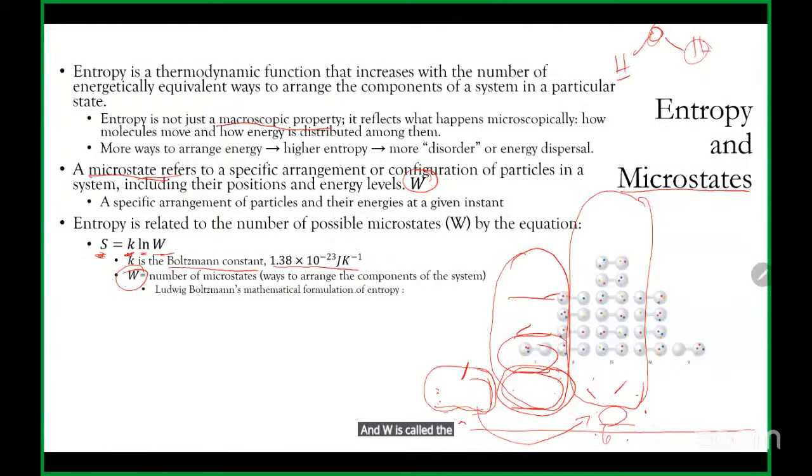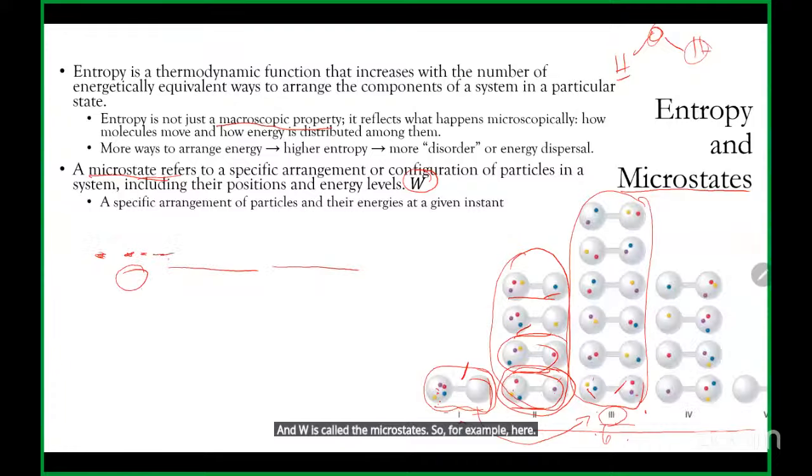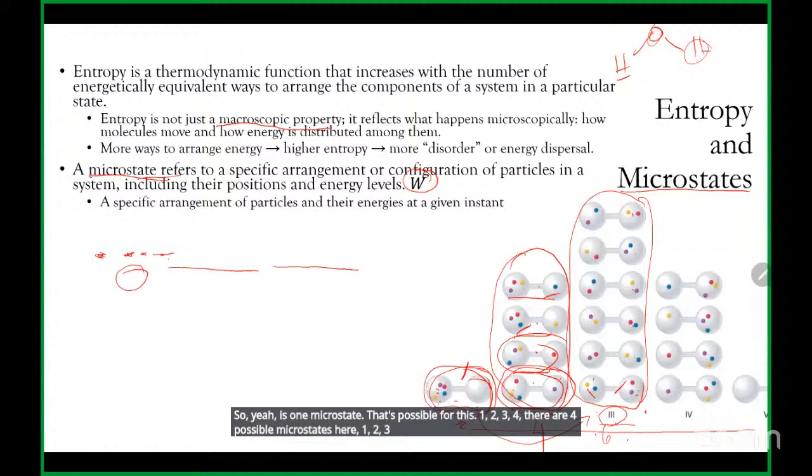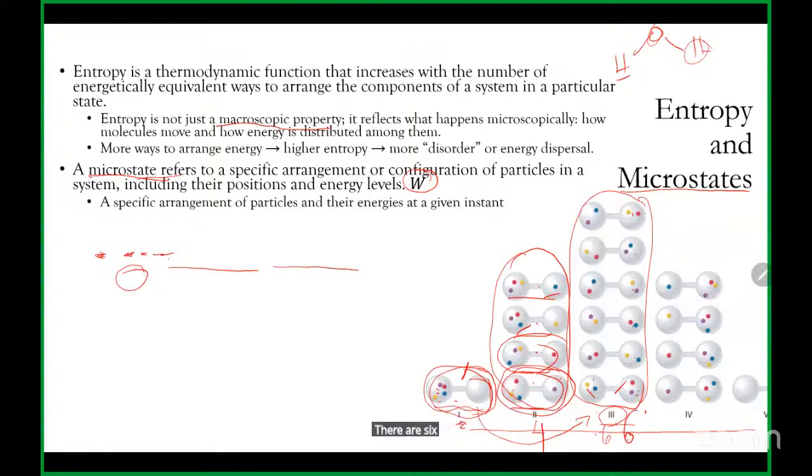So for example, let me bring back the picture again. Here is one microstate that's possible. 1, 2, 3, 4. There are 4 possible microstates here. 1, 2, 3, 4, 5, 6. There are 6 possible microstates here, and so on and so forth.